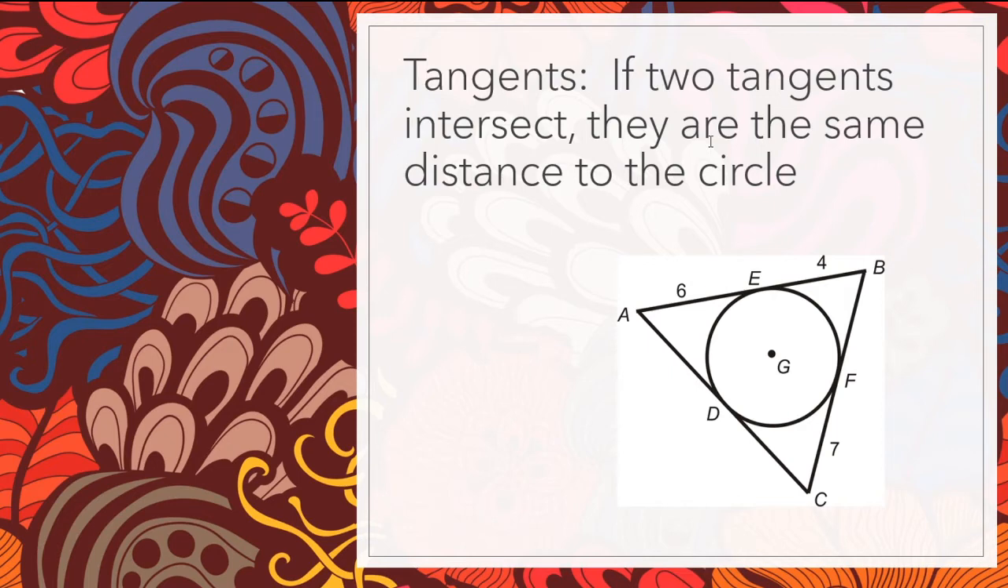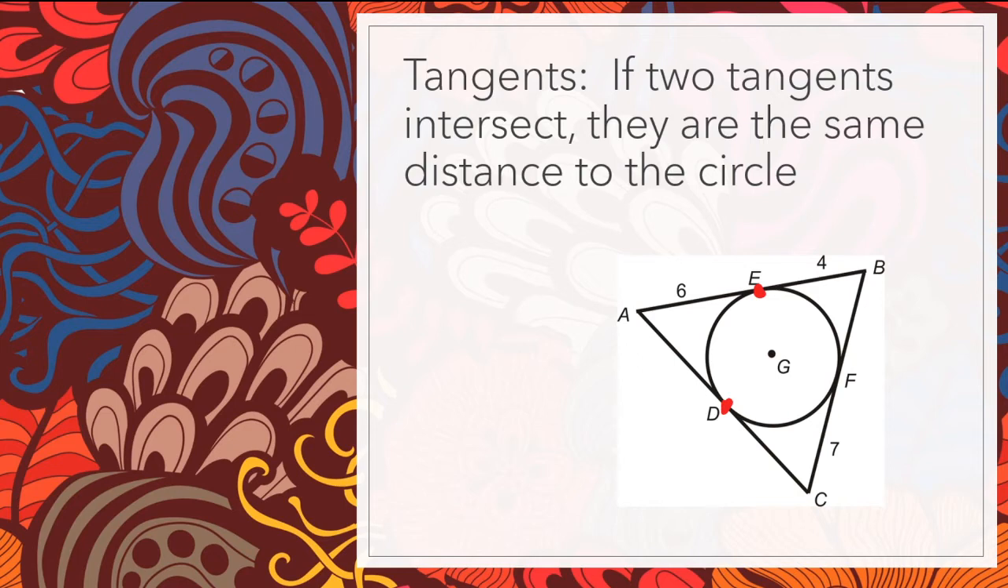Tangents, as we've discussed in a previous lesson, are lines that touch the circle on the outside. They do not intersect the circle, they just touch it one time. That point, and there are three of them here, is called the point of tangency. Now, any 2 points of tangency, let's take E and D, and let's say those are both tangent, which they are.